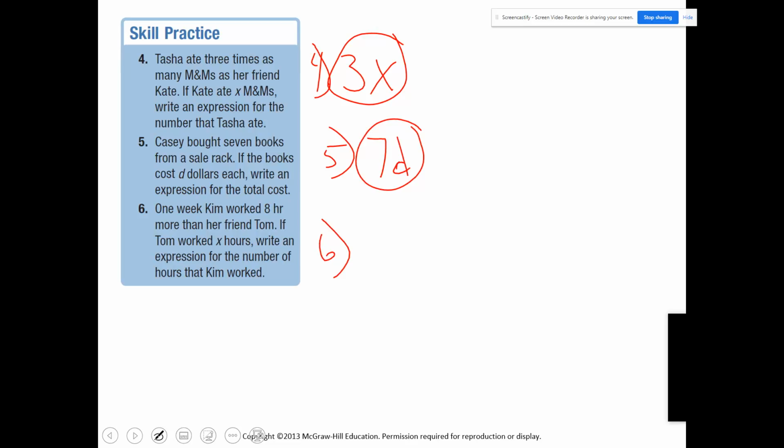And for 6, 1 week Kim worked 8 hours more than Tom. If Tom worked X hours, how much did Kim work? Kim worked 8 more than Tom. Tom worked X. So it'd be X plus 8. And there's nothing you can do to solve them, so you just leave it like that.